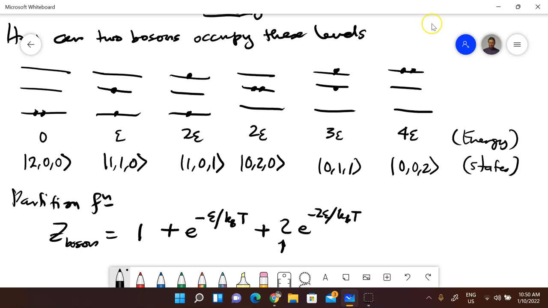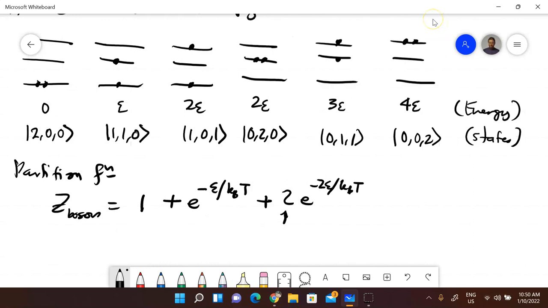Okay, I want to push the whole screen up. So this is what we call the degeneracy factor there, because there are 2 different states with the same energy levels.